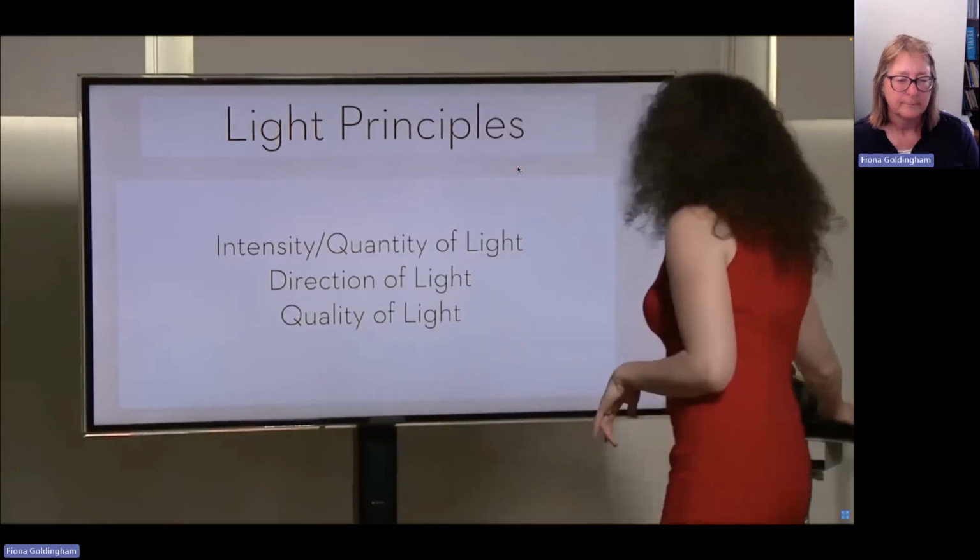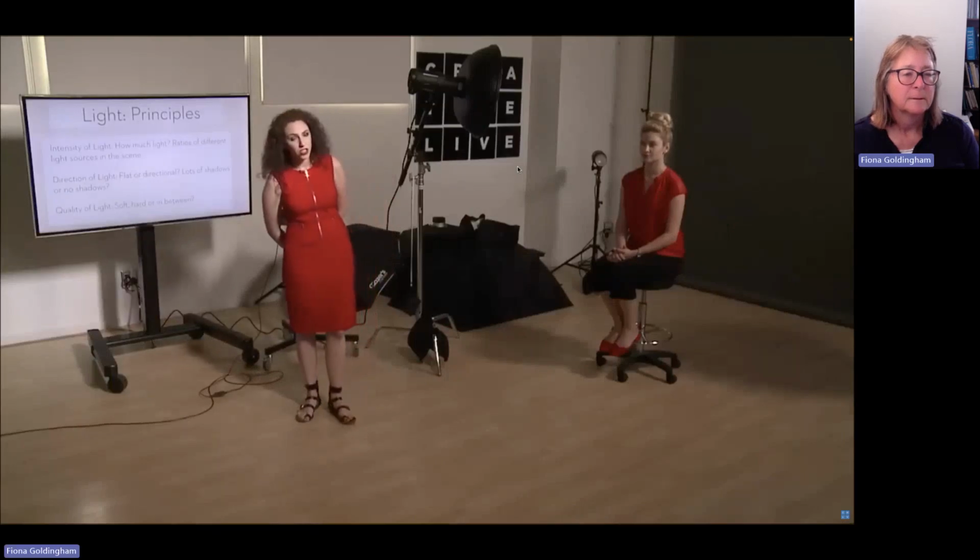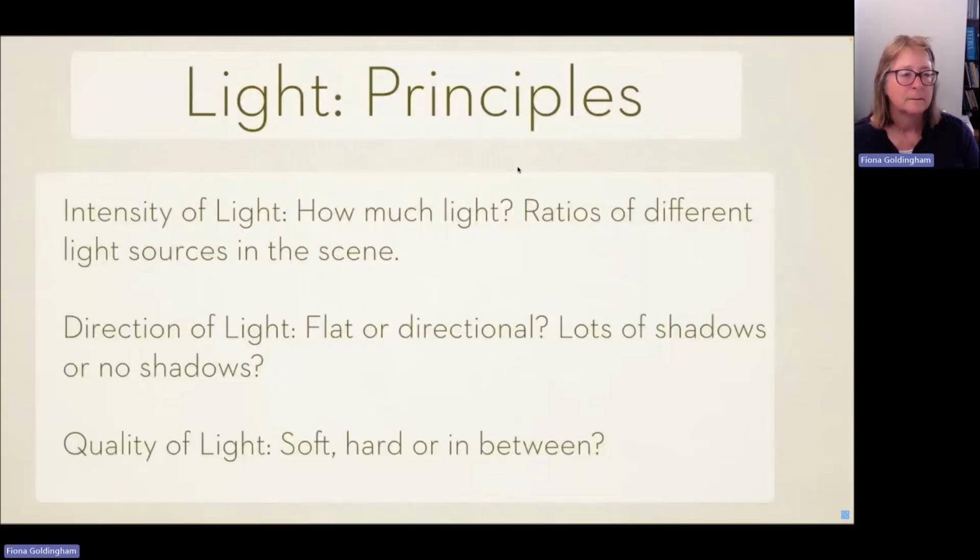Let me just expand on that and reiterate it. The intensity of light is how much light, including ratios between multiple lights. The direction of light would be, is it flat, or maybe it's directional? Flat light would be lower and more centered, with minimal shadows. Directional would be higher, further off to the side, with lots of shadows. Both are right, but totally different effects. And then the quality: is it hard, is it soft, is it in between?